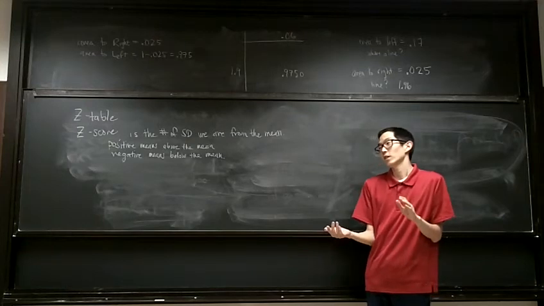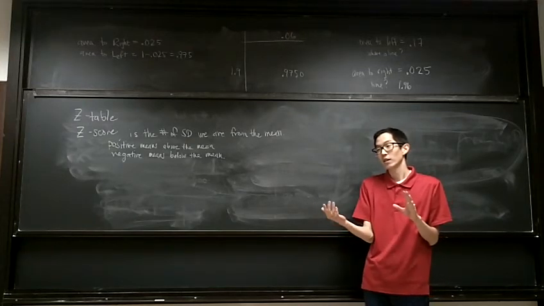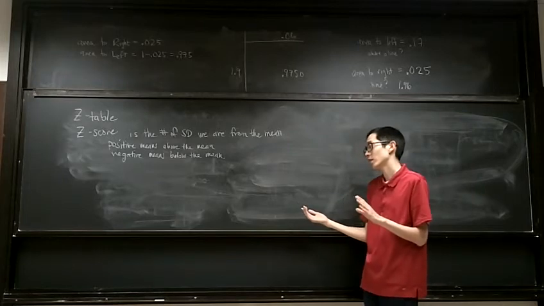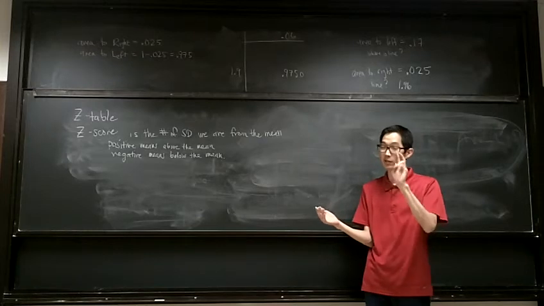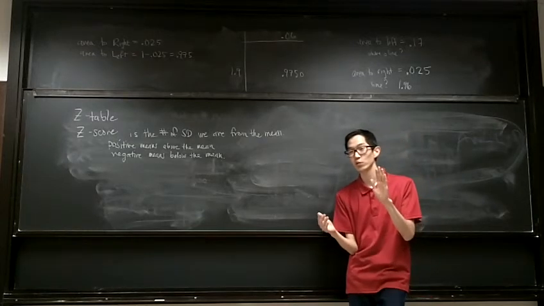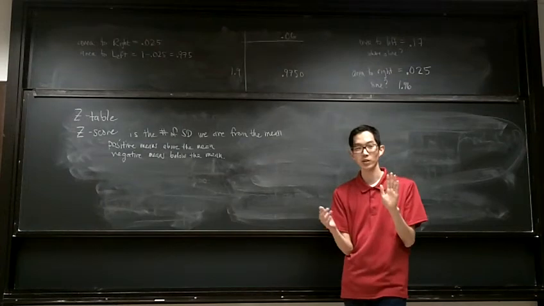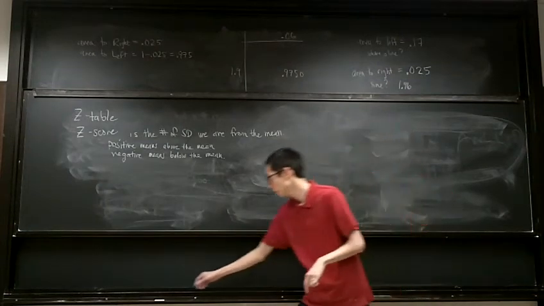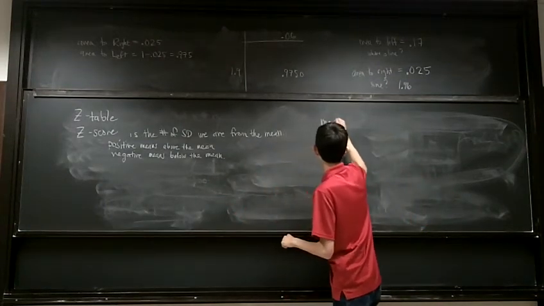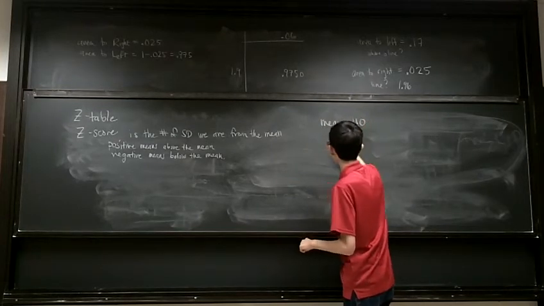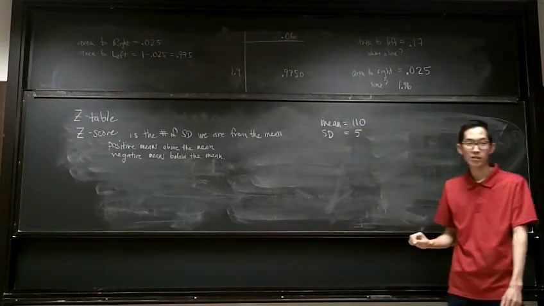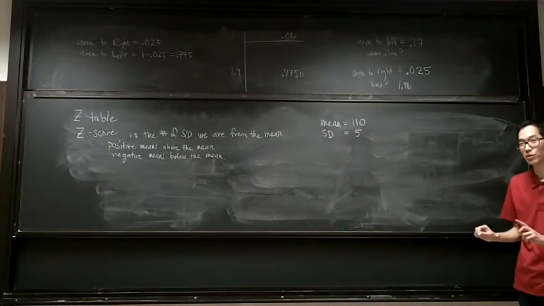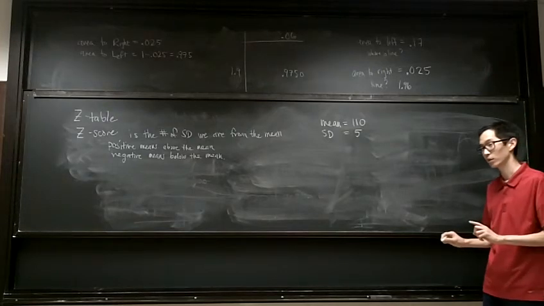Okay. If a box is, let's say, 102 pounds. This one's a little bit trickier. If a box is 102 pounds, what is its z-score? Okay, so let's say the mean, again, is equal to 110, and the standard deviation is equal to 5. If a box is 102 pounds, what is its z-score? Minus 1.8.